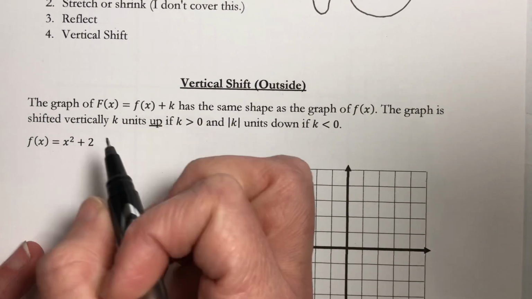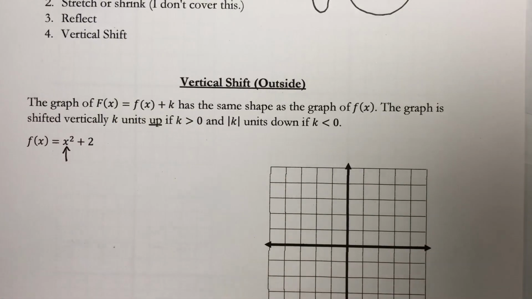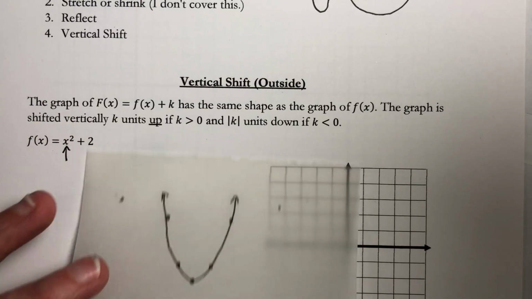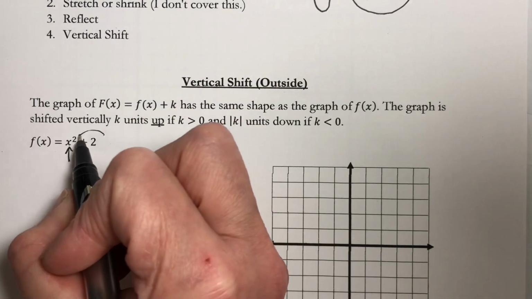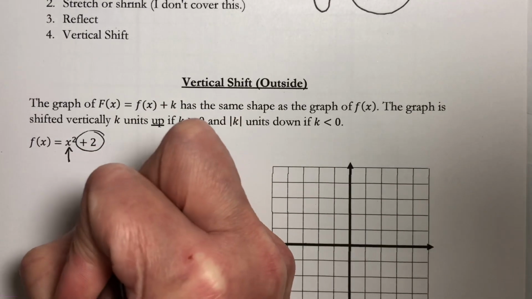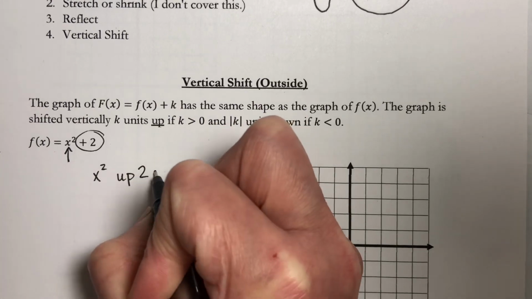So if we look at this right here, our base function is x squared. So I am going to be using our basic quadratic function, okay? This is on the outside. It is a positive 2. So I'm going to take x squared and move it up 2 units.